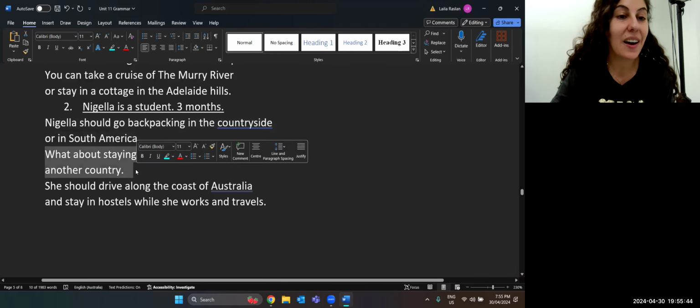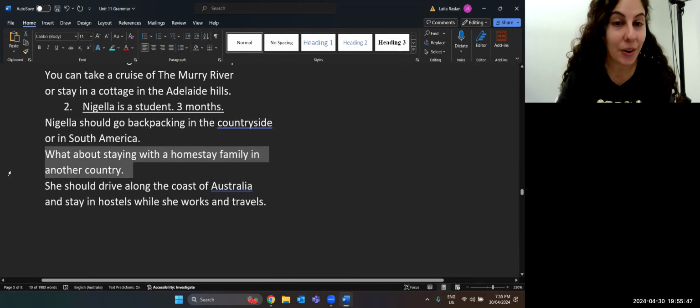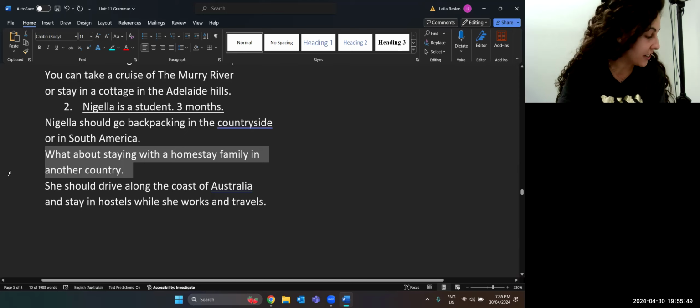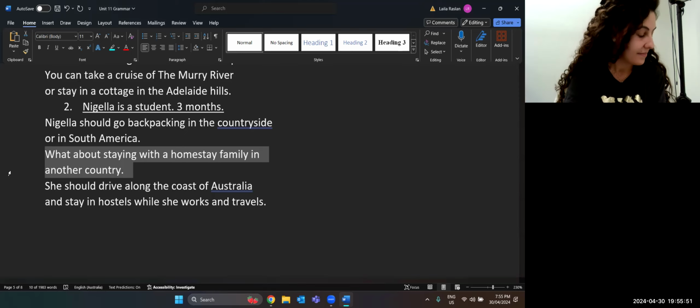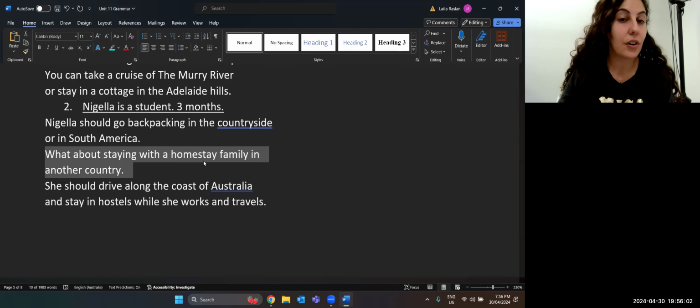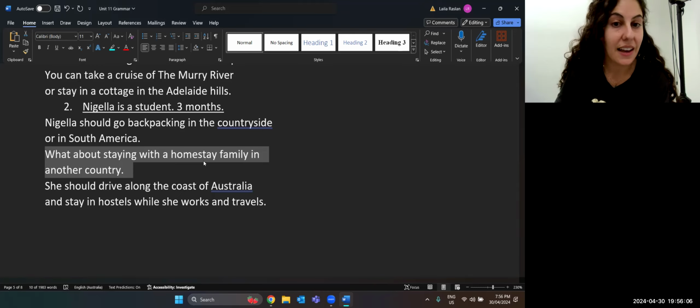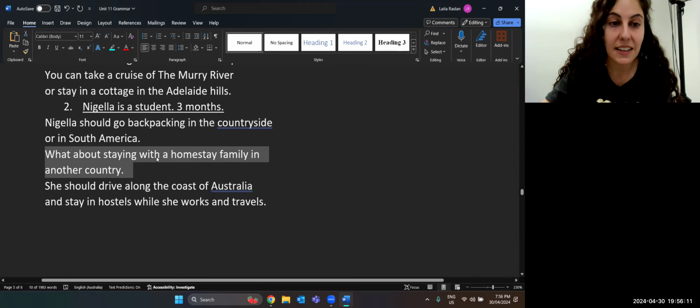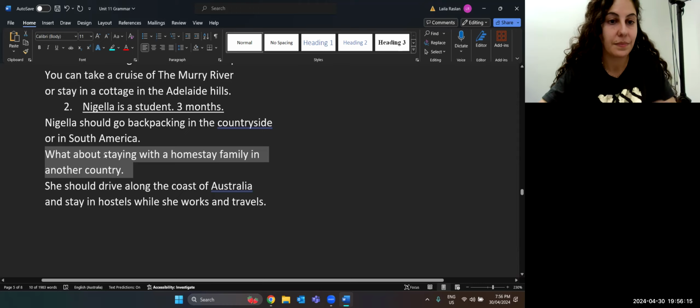We can say to her, what about staying with a homestay family in another country? Okay, so that means that she stays in the home of a family. So maybe she can go on a student visa. Okay, she could study and then stay at a homestay. Because 3 months, she could study.